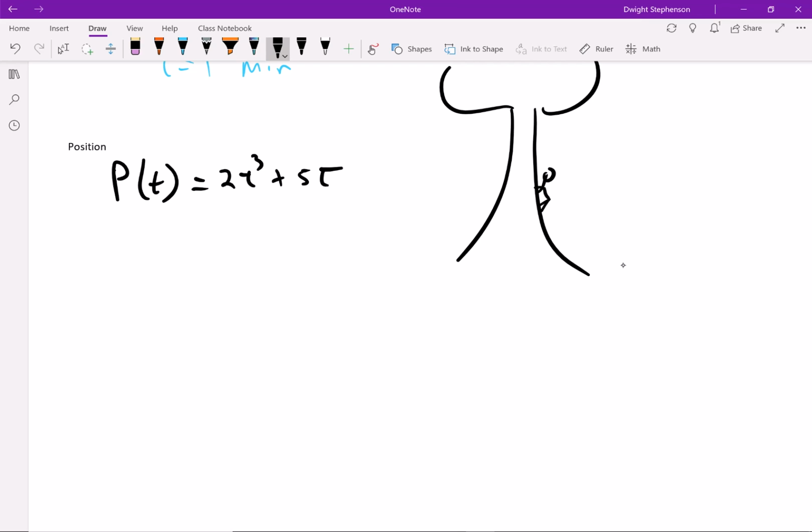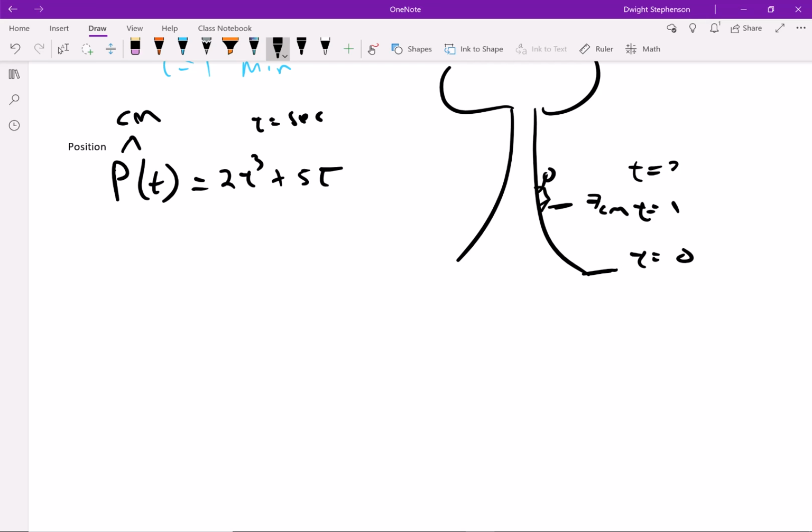equals 0? At time equals 0, if you plug in 0, you get 0. So at t equals 0, the guy was down here. And then you could say, okay, well, after 1 second, where was he? You could plug in 1 and you get 2 plus 5, 7, right? At t equals 1, he was at 7. Let's say this is measured in centimeters, and let's say time is measured in seconds, right? So at time equals 1, he was 7 centimeters up there.